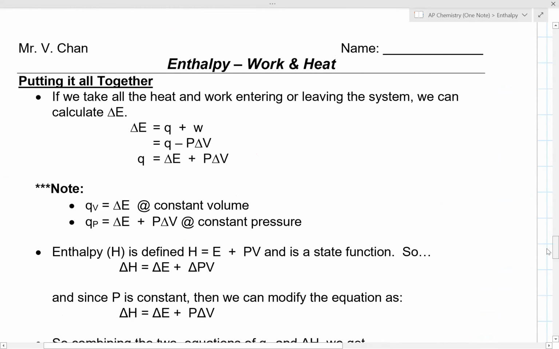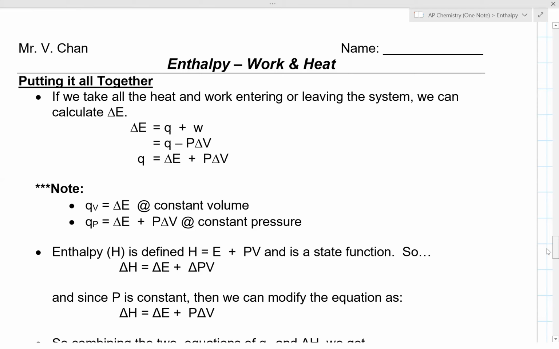What if we were to put it together? If we take all of the heat and the work entering or leaving the system, we can calculate something called delta E, or the change in energy. Now, you were exposed to that formula back on page 243 or 244 in your text.